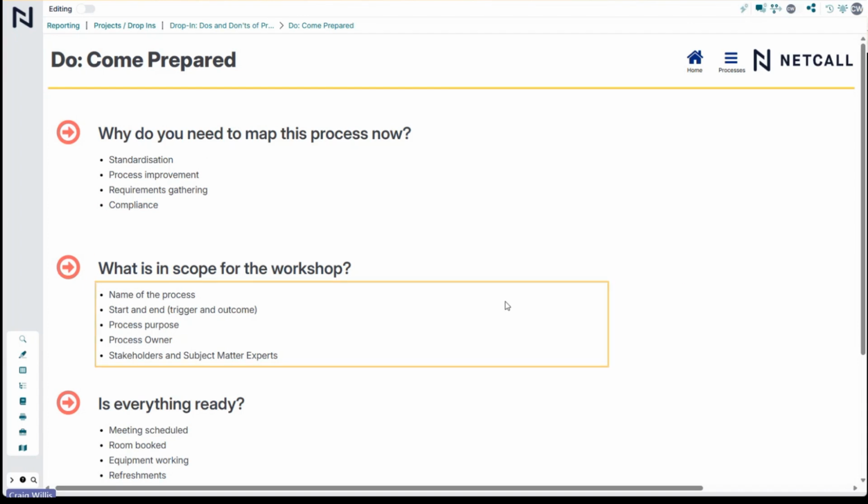The second point I've made on there is what's in scope for the workshop. It leads on from that piece, but it's the next level of detail down. So it's about, okay, which process or which part of a process specifically are we looking at? And those of you who come to these sessions often, you'll know the common things we talk about. What is the name of the process you're going to map?